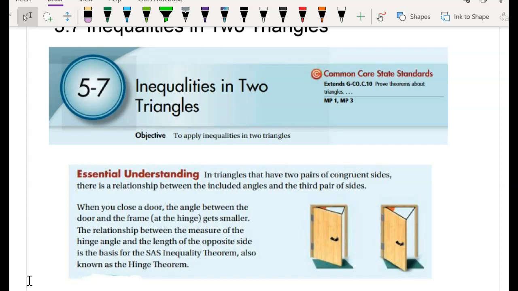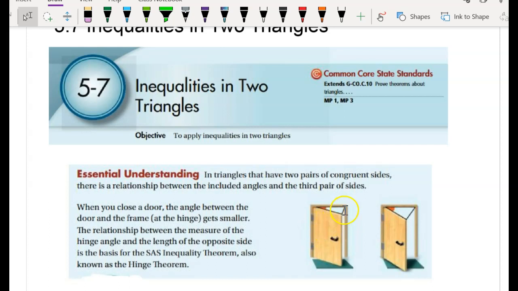The most important thing for you to understand is in triangles that have two pairs of congruent sides. So in this pair of door frames, the side of the door is the same length in each, and the size of the door is the same length in each. So what happens when we open or close the door? What happens to the angle that's right here? Well, if you're opening it, that angle gets larger, and when you're closing it, that angle gets smaller.